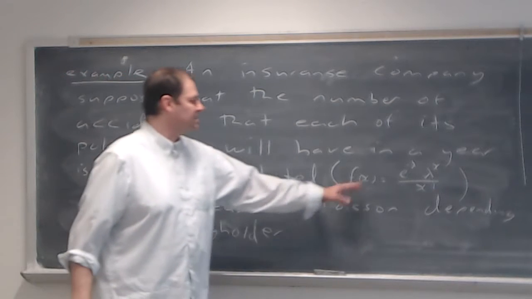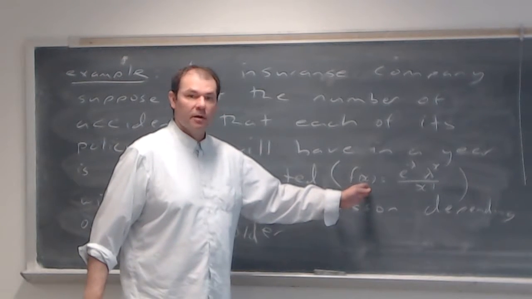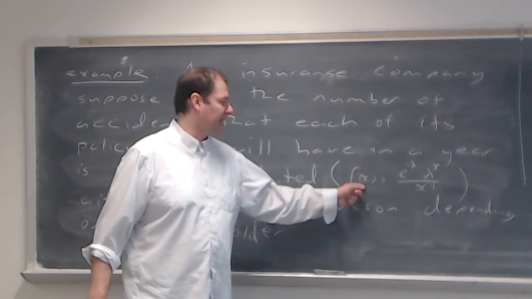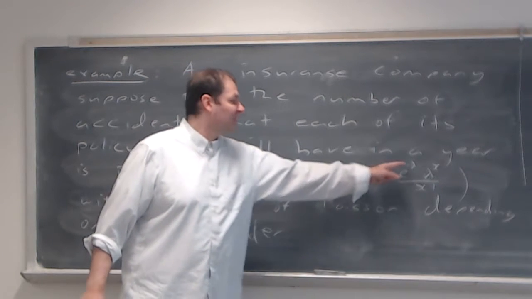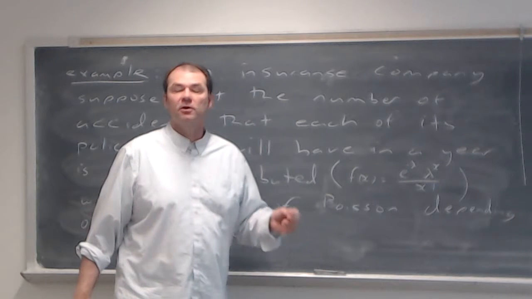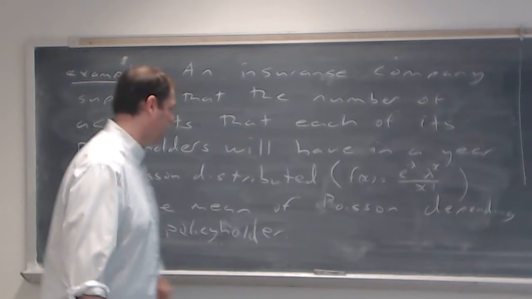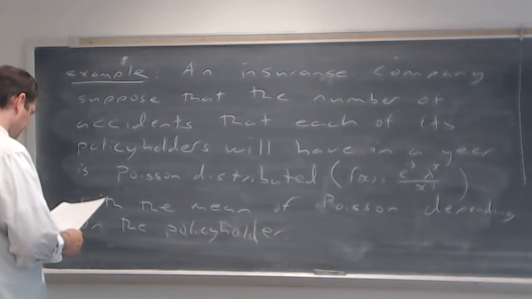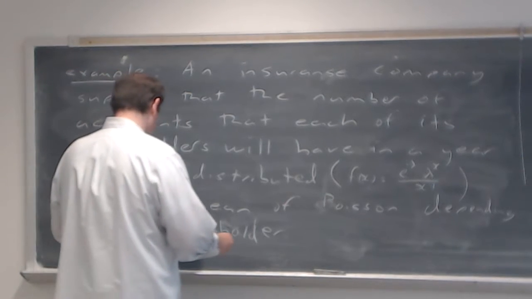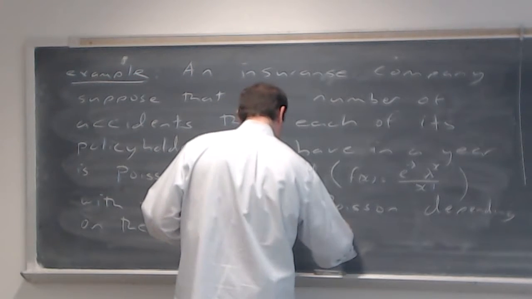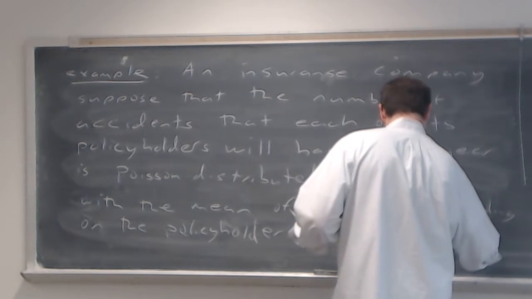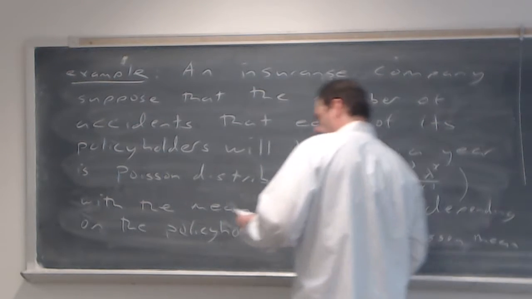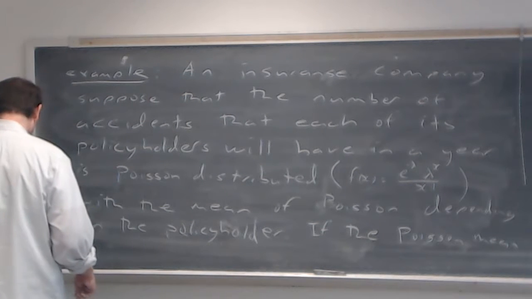So the number of accidents they have in a given year is given by this function for each individual person. The lambda involved here depends on the person. Okay? That's what this says. And here's what it says. If the Poisson mean, so the mean could be anything, okay?